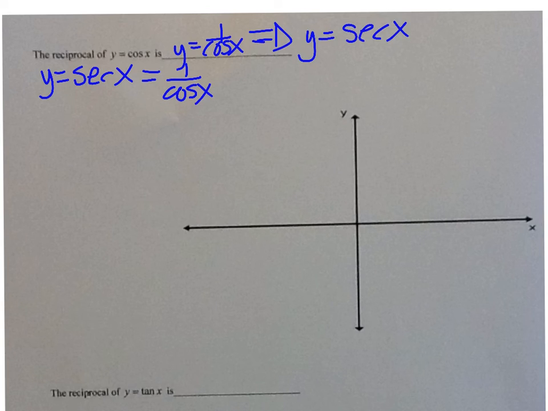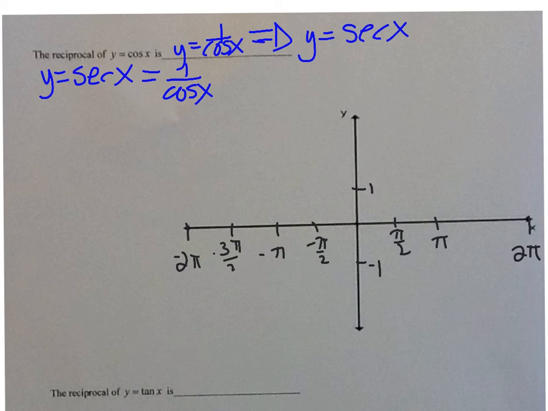So let's label the axes. So we have 1 and negative 1. 2 pi and negative 2 pi at the ends. Pi, negative pi. Pi over 2, negative pi over 2. 3 pi over 2, that's negative. And 3 pi over 2.